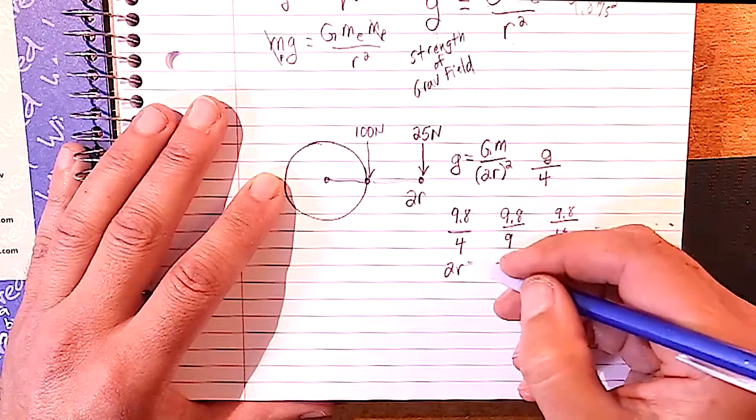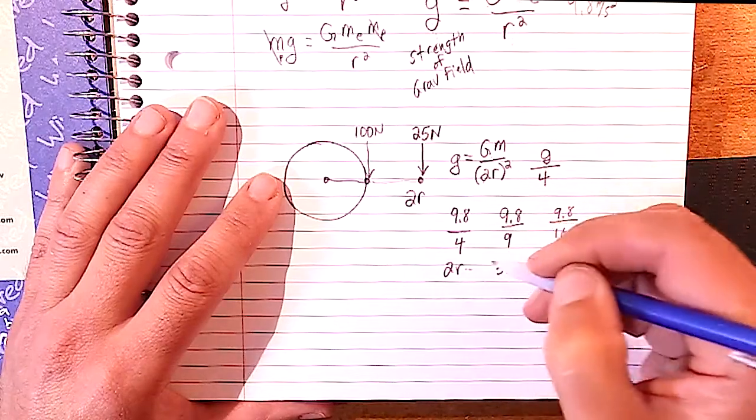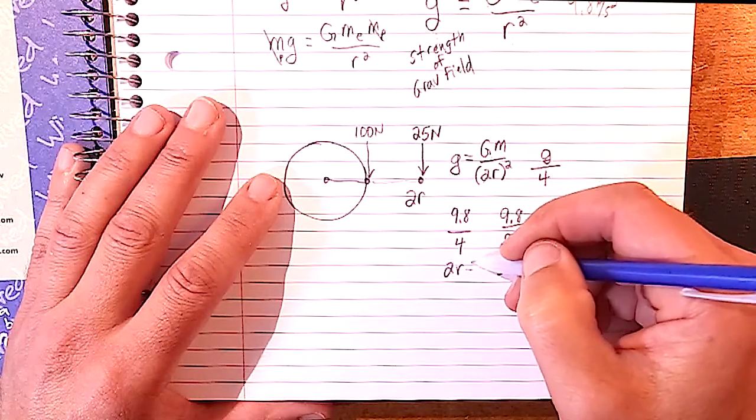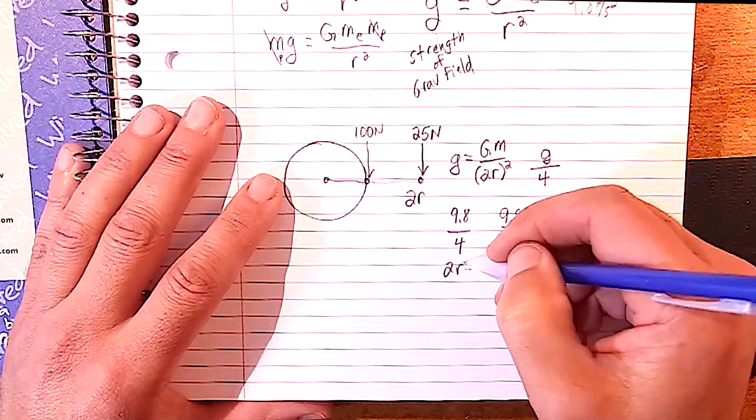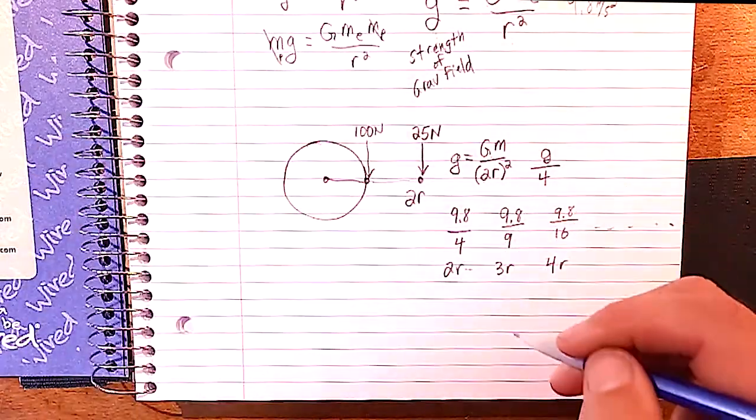Again, I want to stress that this 2r is from the center, not from the surface. And the way they like to make these questions tricky is to give you the distance from the center, or give you the distance from the surface, and then you have to take into account that it's from the center.